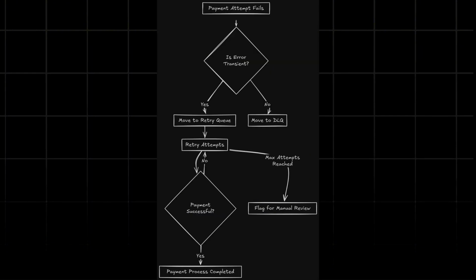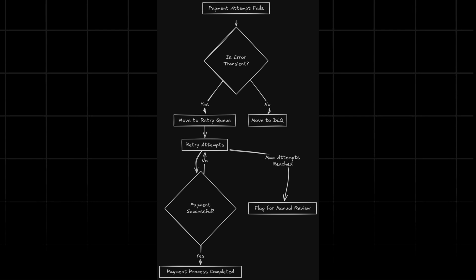First, a payment attempt fails, then the system determines if the error is transient. If it's a temporary issue, the payment is moved to the retry queue. If it's a permanent error, it will eventually lead to the DLQ. The system automatically retries the payment a set number of times. If the payment still fails after several attempts, it's flagged for manual review. This process not only improves the system's resilience, but also enhances the customer experience by handling the failure behind the scenes. So it's a good procedure to follow when handling payments.